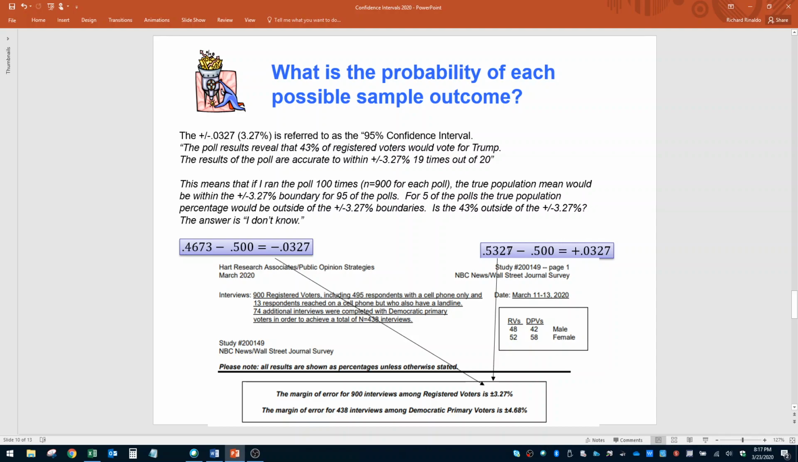5% of the time, 2.5% of the time it will be lower than the minus 3.27%. 2.5% will be higher than the plus 3.27%. I just don't know for my given example. But it does give me an indicator of the level of accuracy of my polling results. And we'll get to that right now.